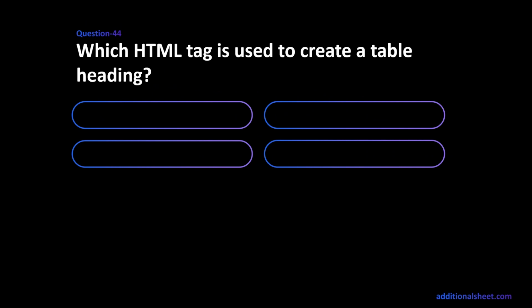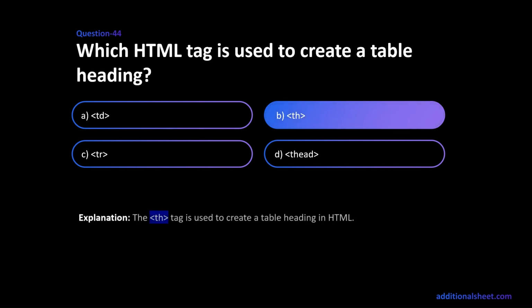Q44. Which HTML tag is used to create a table heading? Options are: A. TD. B. TH. C. TR. D. THead. The correct answer is option B. The TH tag is used to create a table heading in HTML.